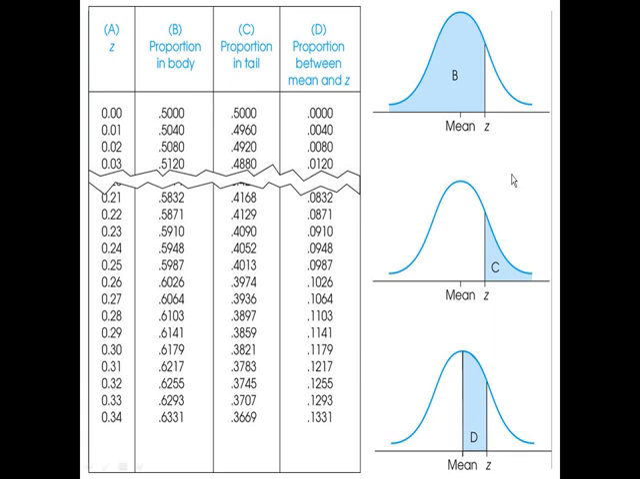And column D gives us one piece of additional information, and that is the proportion that falls between the mean and the particular z-score. So the proportion that falls between the mean and a z-score of 0.33 is equal to 0.1293. There are a couple more examples here on the homework and throughout the book. This is going to be important for the next few chapters, so make sure we get this down. Make sure you're able to read the table in the back of the book.